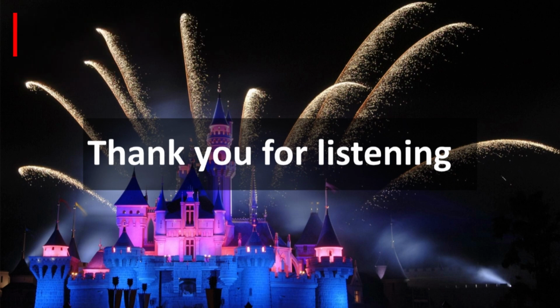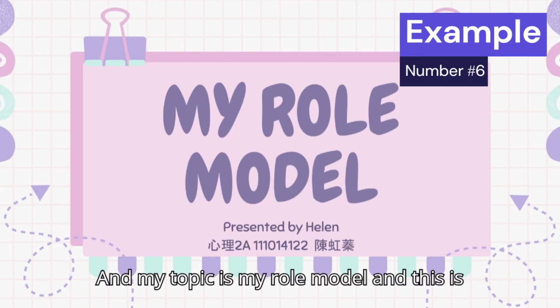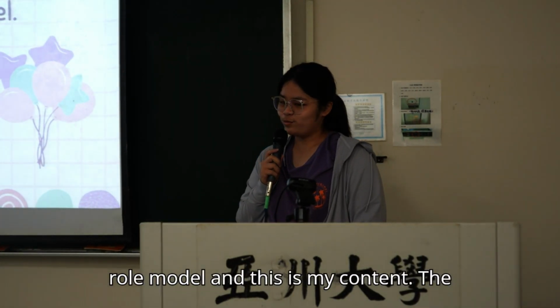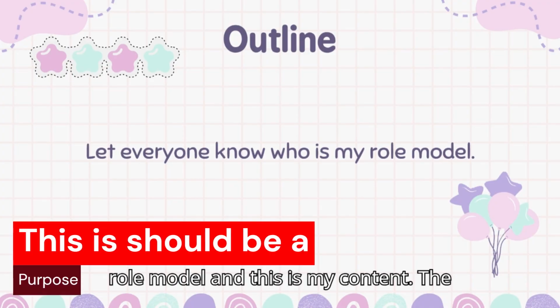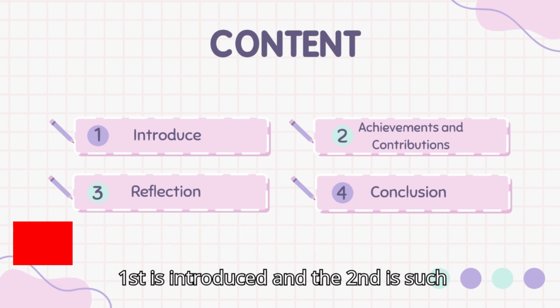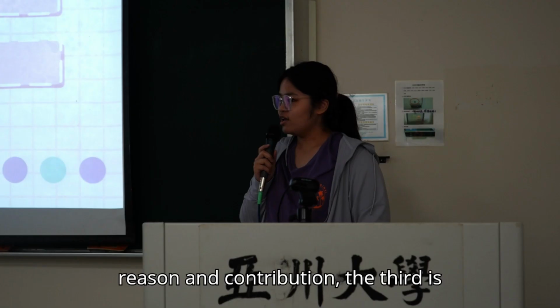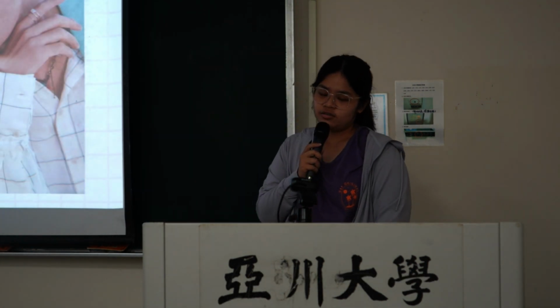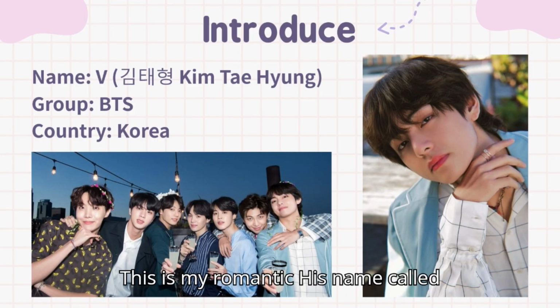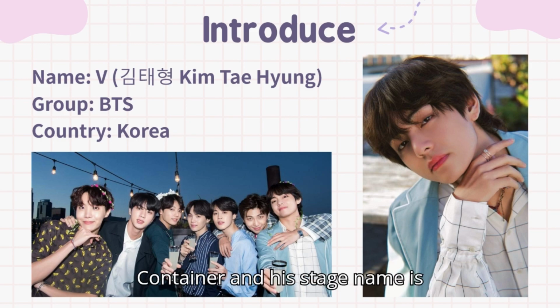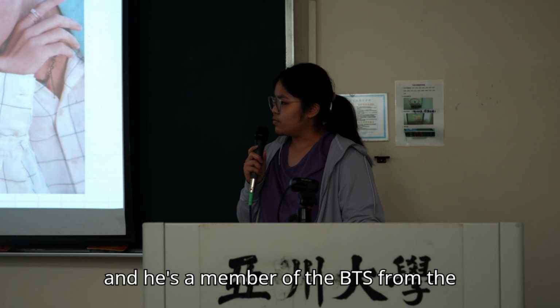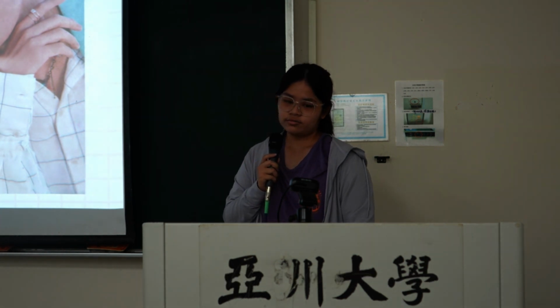And my topic is my role model, and this is my outline, to let everybody know who my role model is. And this is my content. The first is introduction, and the second is achievement and contribution. The third is reflection, and the fourth is conclusion. This is my role model. His name is Kim Tae-hyung, and his stage name is V. And he is a member of BTS from South Korea.